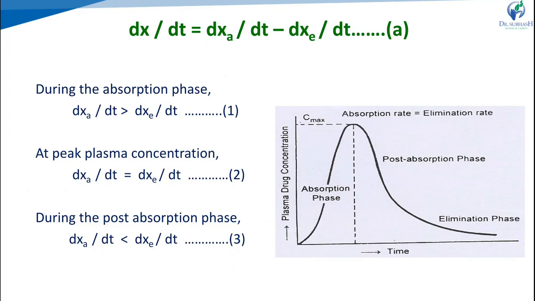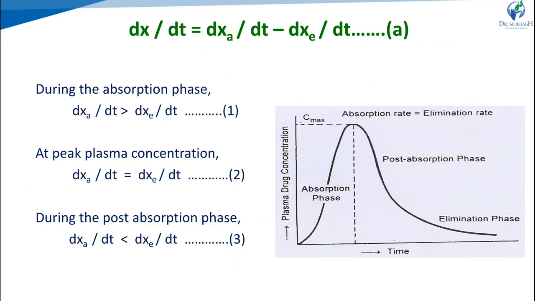In the graph of plasma concentration versus time, the initial curve represents the absorption phase, where absorption is greater than elimination. At the Cmax, the maximum drug concentration, the absorption rate is equal to the elimination rate. After that comes the post absorption phase, meaning distribution, and then the third phase, elimination, where elimination is greater than the absorption process. So three possibilities are there.